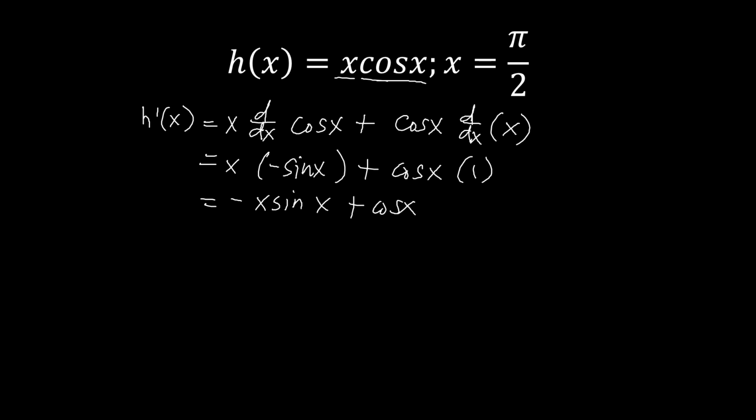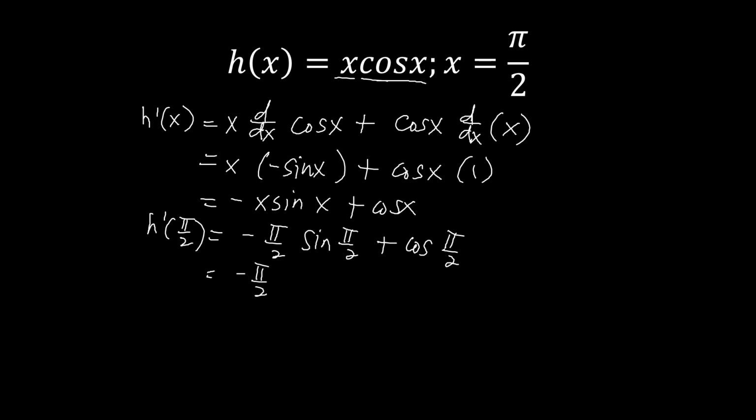So this time we are now ready to plug in the value of x, which is pi over 2. It's equal to negative pi over 2 sine of pi over 2 plus cosine of pi over 2. So simplifying that one, this is negative pi over 2. We do not do anything to our pi here because this doesn't have any trigonometric function.